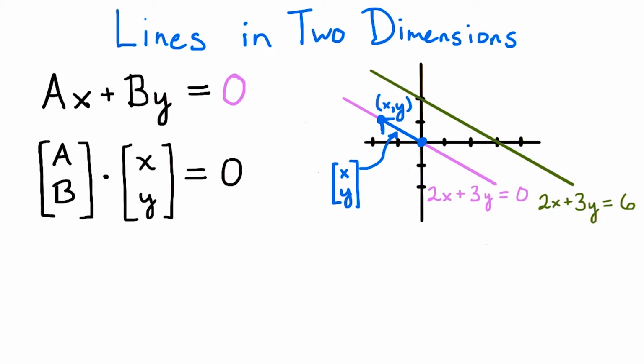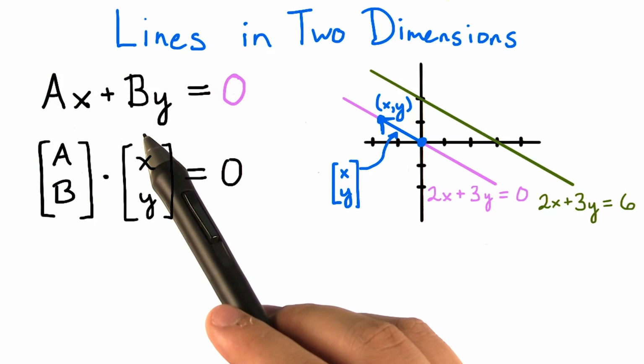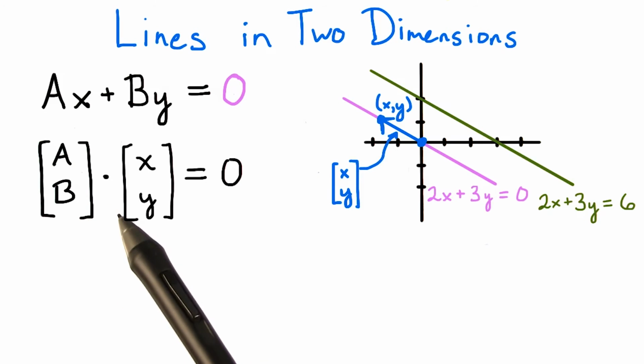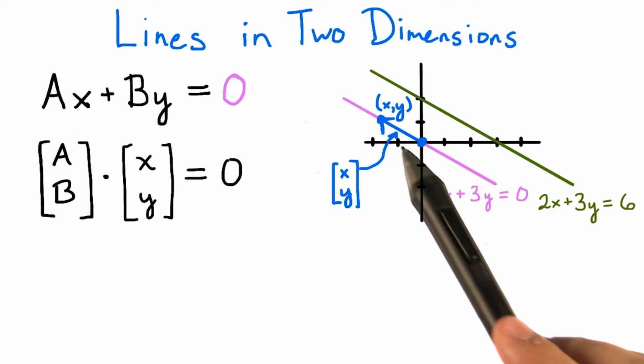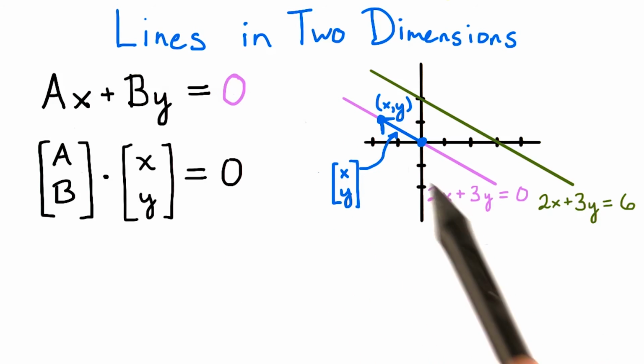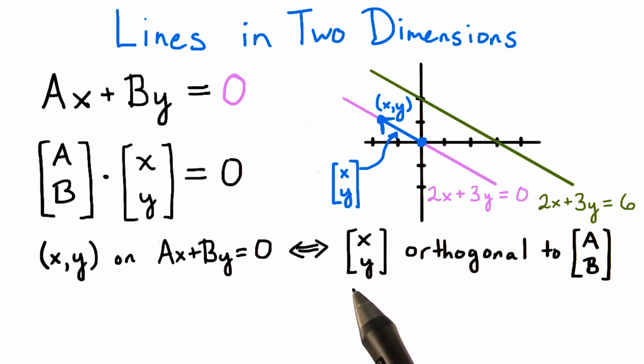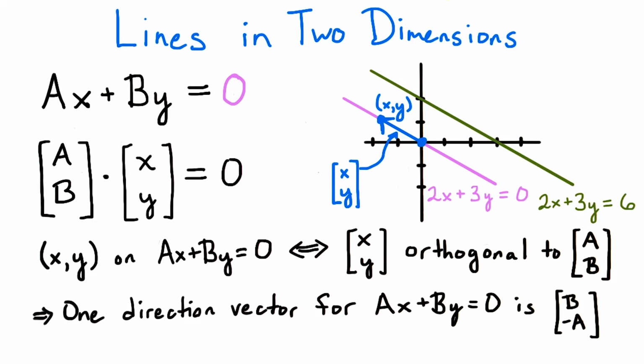Now here's a neat algebraic trick. Rewrite the left-hand side of this equation as a dot product of 2 vectors. Ax plus by becomes the vector a, b dotted with the vector x, y. Now what does this equation mean? It means that the point x, y is on this line if and only if the vector x, y, a direction vector for the line, is orthogonal to the vector a, b. This means we can find a direction vector for this line by picking some vector orthogonal to a, b.